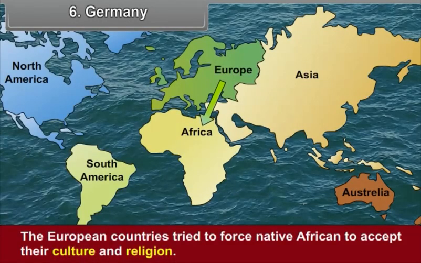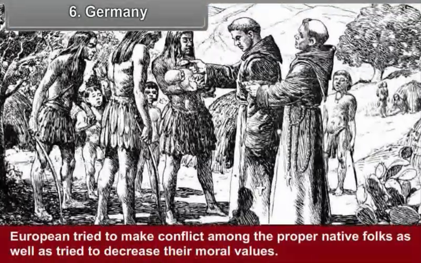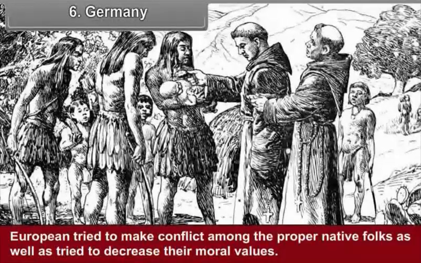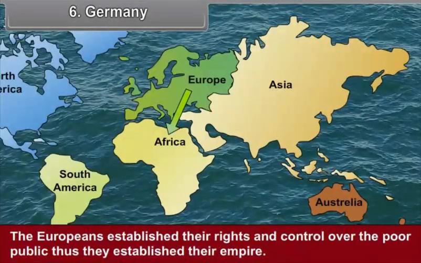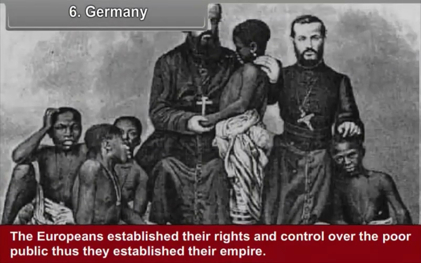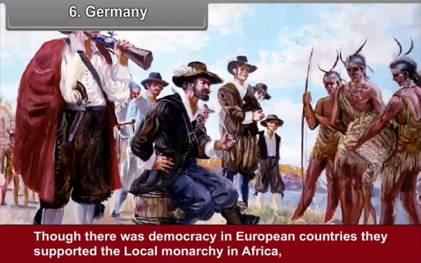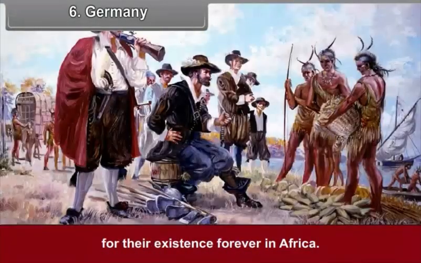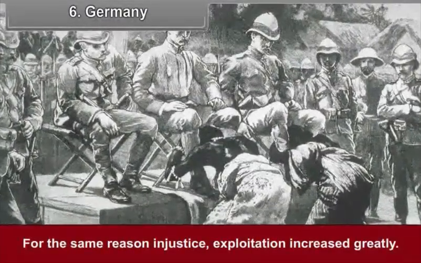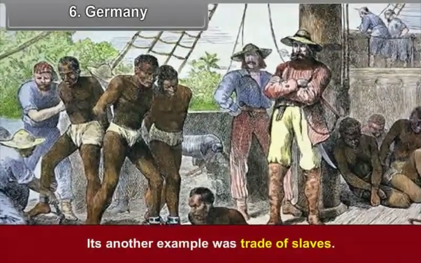The European countries tried to force native Africans to accept their culture and religion. Europeans tried to make conflict among the native folks, as well as tried to decrease their moral values. The Europeans established their rights and control over the poor public. Thus, they established their empire. Though there was democracy in European countries, they supported the local monarchy in Africa, for their existence forever in Africa. For the same reason, injustice and exploitation increased greatly. Another example was the trade of slaves.